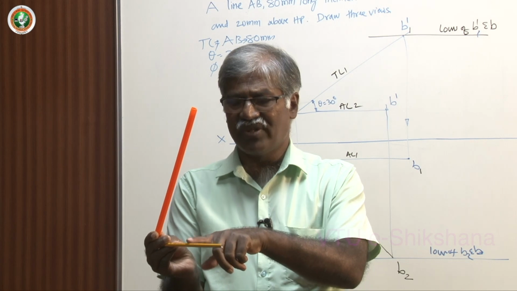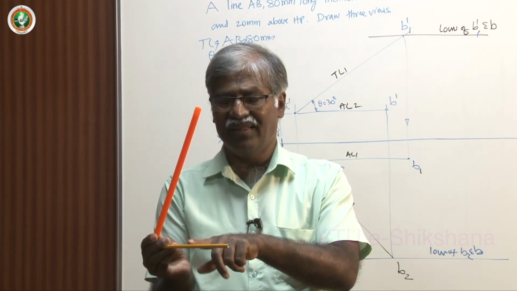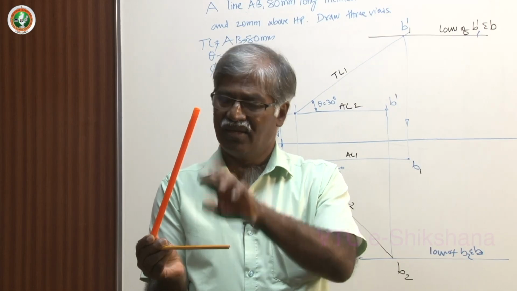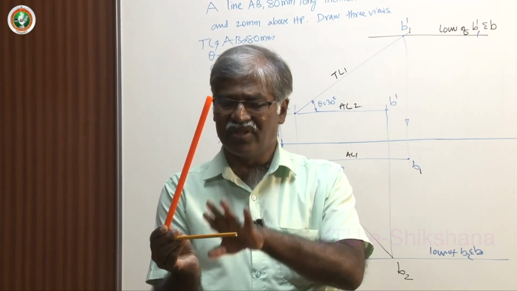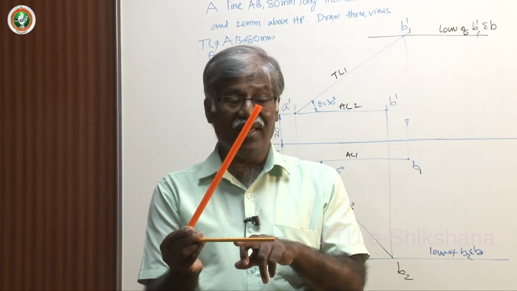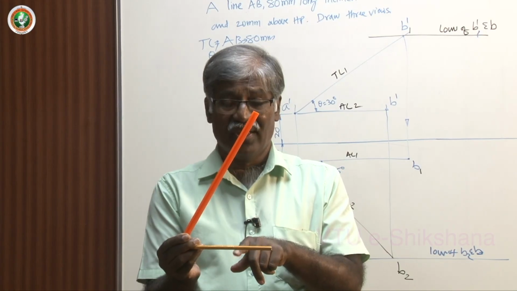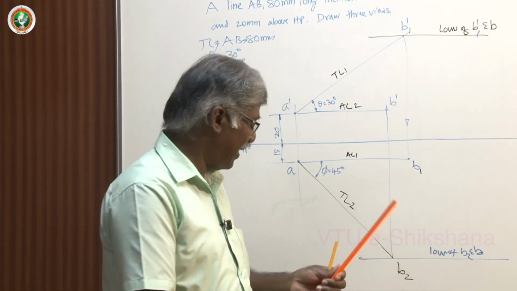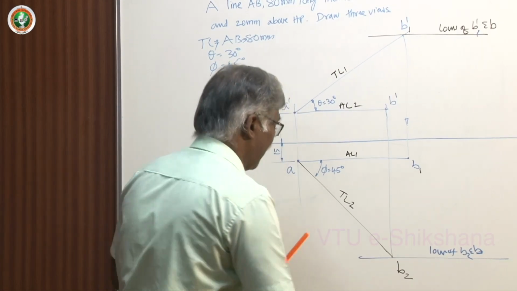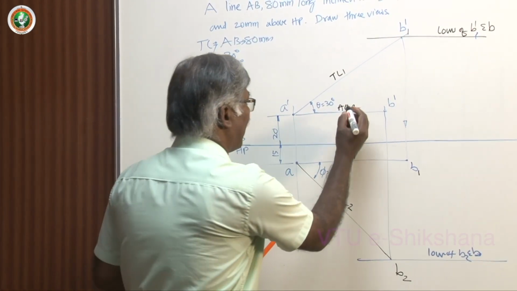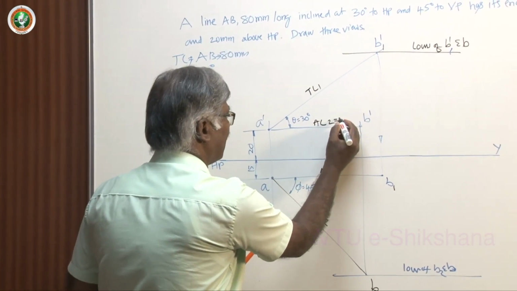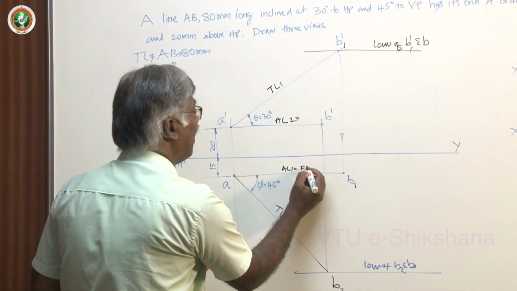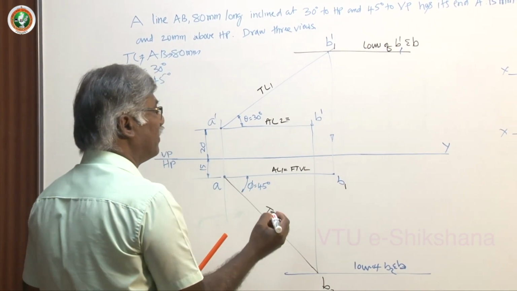Now what happens to this length? This length is not changed. Suppose that this is 10, this is 6. Even after giving inclination to VP, this remains the same. That means the top view you get initially, that length itself is the final top view length. So for understanding purposes, I can write: apparent length 1 is nothing but the final top view length.